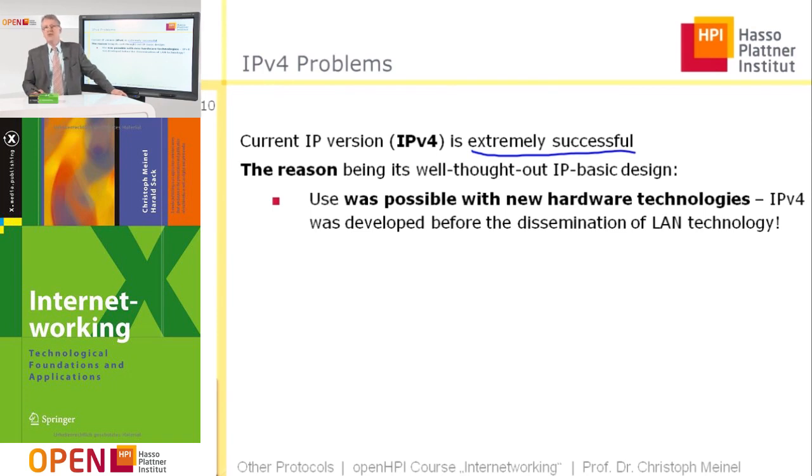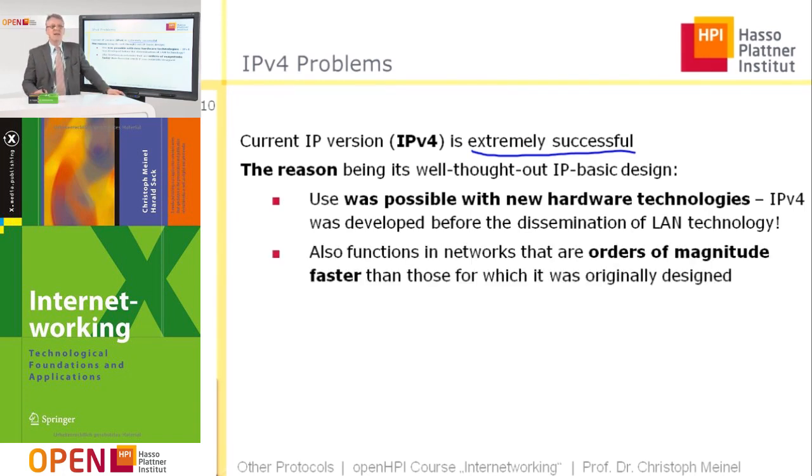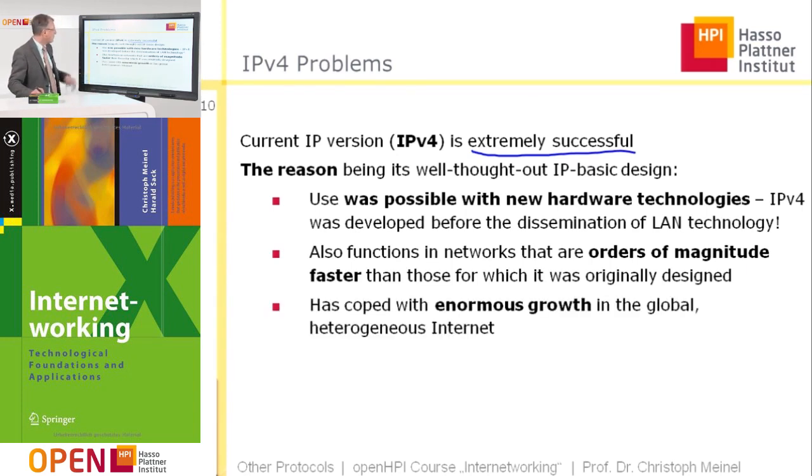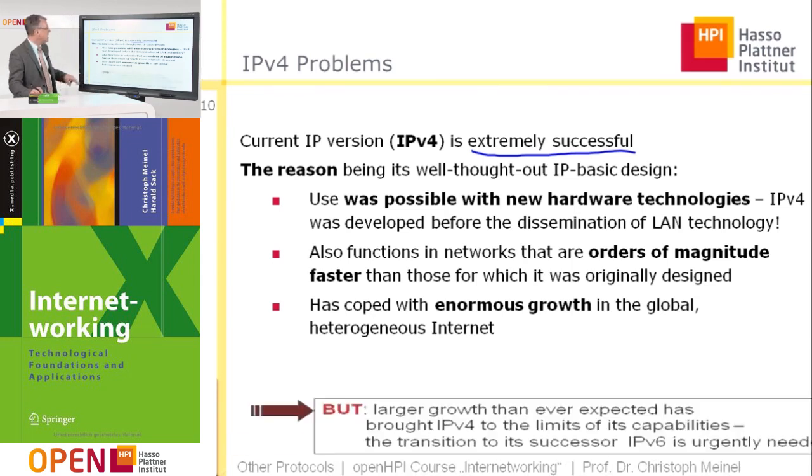It was possible to use this with new hardware. It was possible to use this with new network technologies. I mentioned IPv4 was developed before the dissemination of the LAN technologies. Also, the functions implemented in the IP version 4 protocol work even if the networks are magnitudes faster than the networks the IP protocol was designed for. And very astonishing, the IP protocol managed to cope with the enormous growth in the global heterogeneous internet.